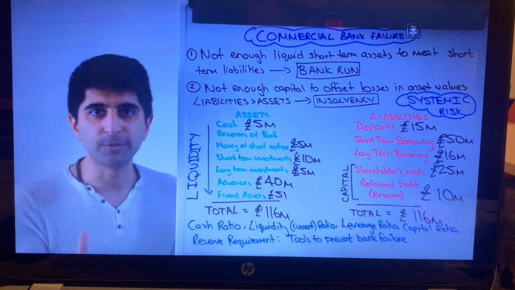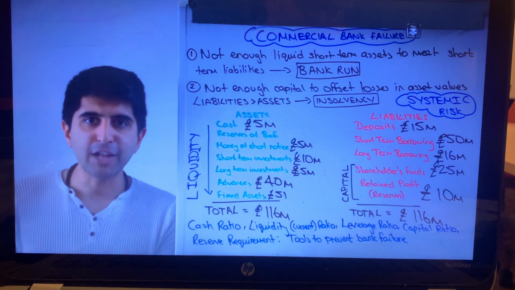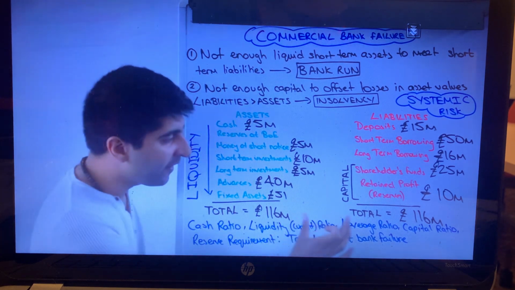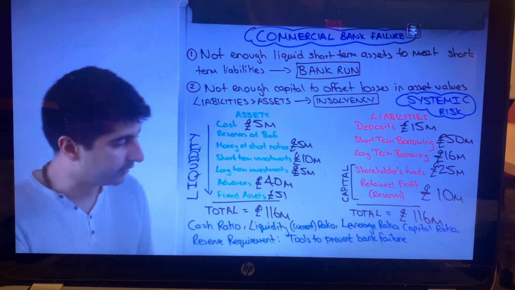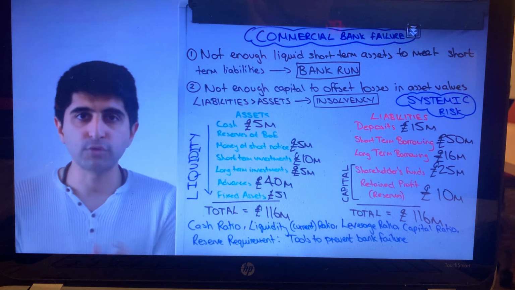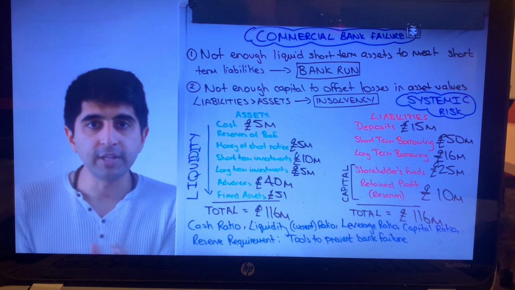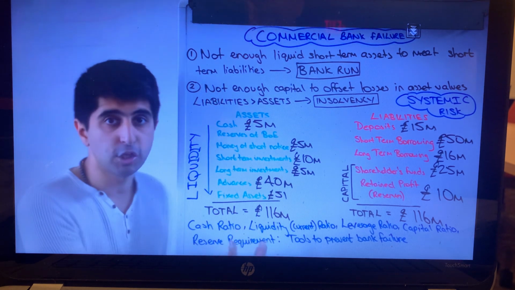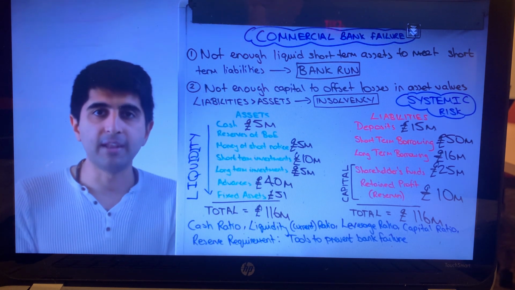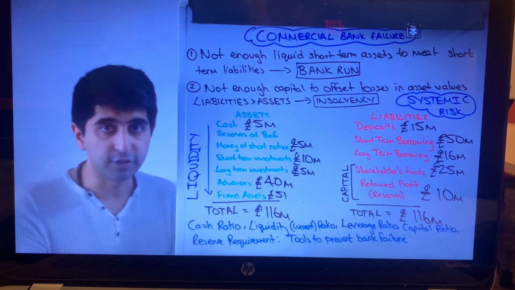There are tools available though, which can help prevent that. Let's understand those. These are all tools available to financial market regulators to prevent bank failure, to reduce the risk of bank run, to reduce the risk of insolvency. Let's understand first the cash ratio. Just to let you know, guys, I've covered this in lots of detail in my financial market regulation video where we cover ratio analysis. Go and watch that in this playlist if you want much more detail. This is just a quick overview.